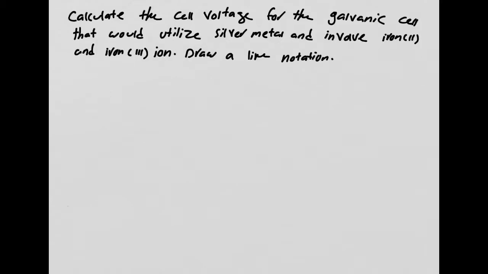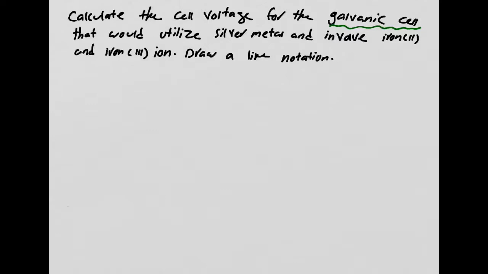All right, so this is a hard problem, but I think we can do it. Calculate the voltaic cell for a galvanic cell. What does that mean? It just means voltaic cell. I'm using the different word that people use, so when you see it, you won't be confused. Now in this reaction, we have a silver metal, and it involves iron 2 and iron 3. On the exam, I won't make it this confusing, but let's go over this one together.